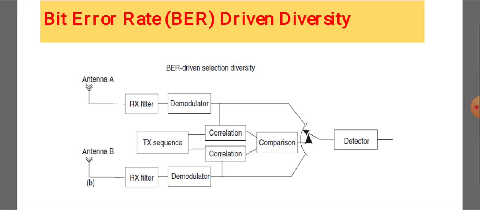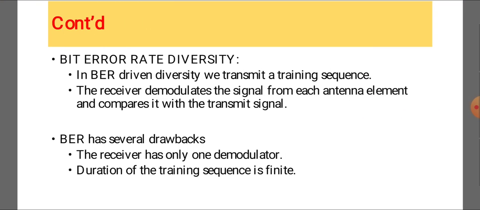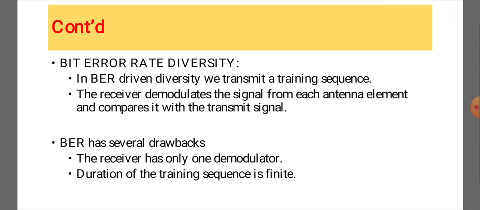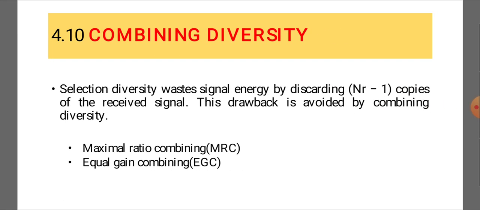Then the demodulated signal is compared with the transmitted sequence. Then if any signal is found to be with the least bit error rate, that signal only is selected and is connected to the detector. The drawbacks in this technique, bit error rate diversity, are the receiver has only one demodulator, and the duration of the training sequence is finite. Then the next technique is called combining diversity.